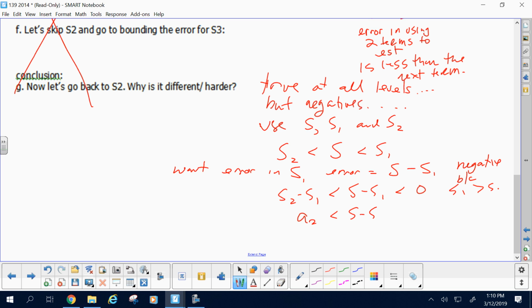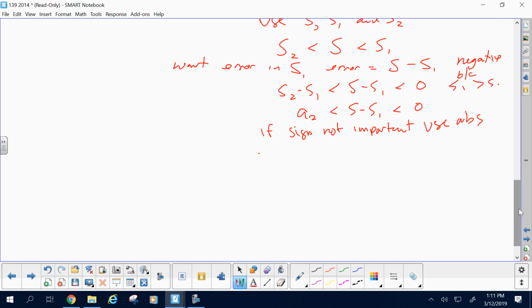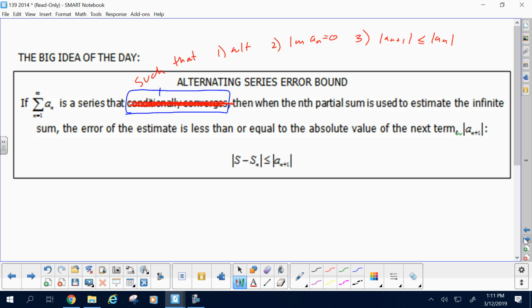A2. All right. Now, if we want to talk about the sign not being important, in other words, I don't care whether it's underestimating or overestimating, just how far off is it? How much error? I don't care which direction. Then we use absolute value. Or we could actually just go through and divide by a negative also. But the idea is that removing the sign, we'd say the error in S1 is less than or equal to A2. I could have divided through by a negative to get to that point. But the idea is, it doesn't matter with the sign, absolute value for error, because sometimes we're going to get an over and underestimate and we don't care.